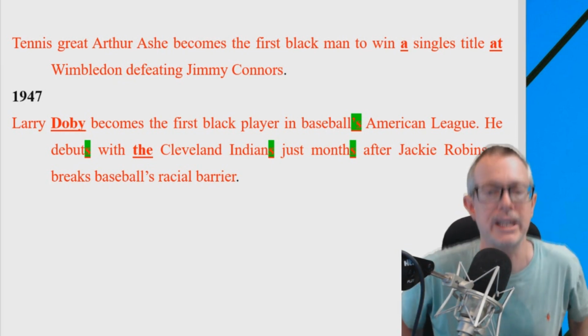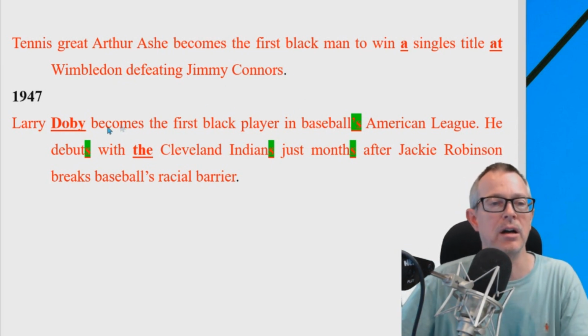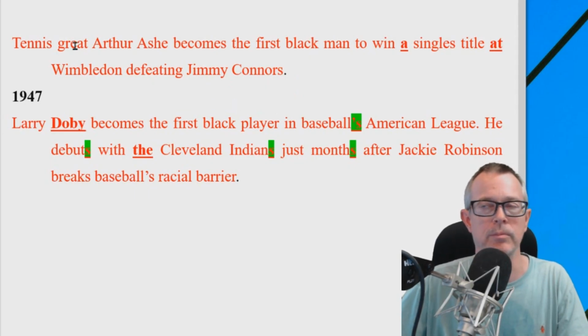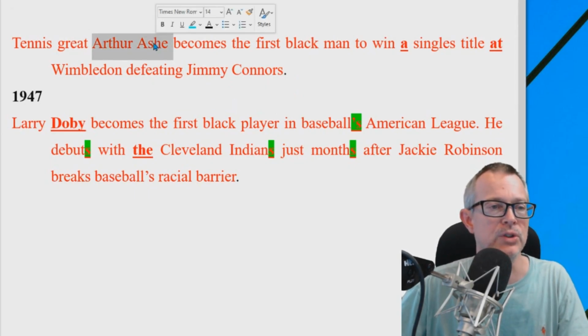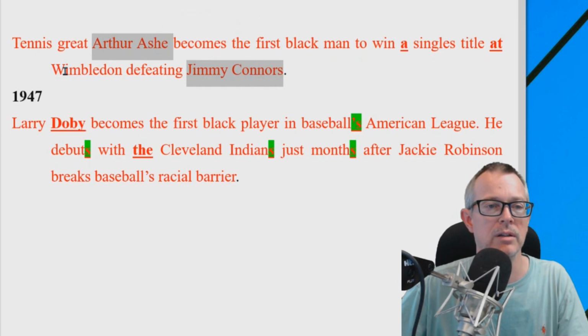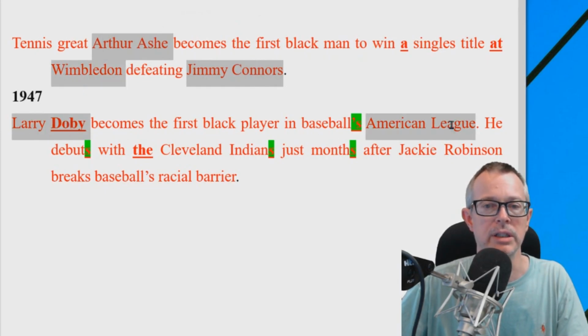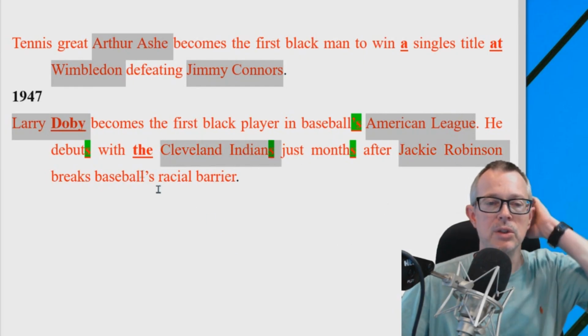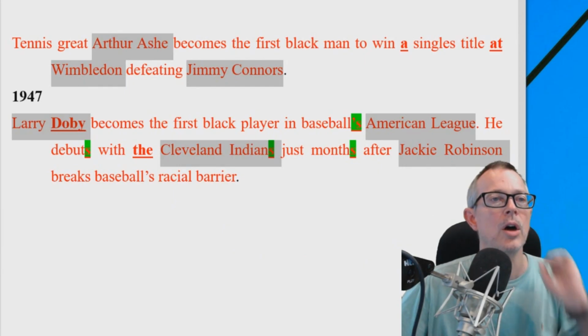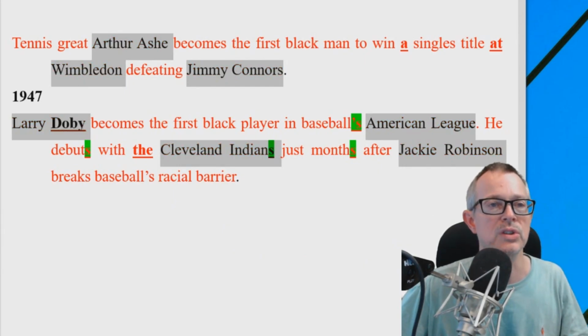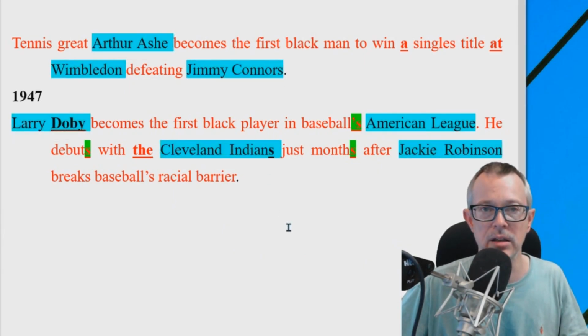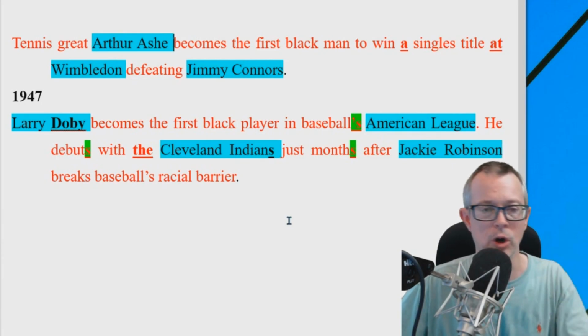Okay, once again, you guys did great. Doby, once again, a personal noun. What do we call it? Proper noun. All proper nouns here: American League, Cleveland Indians, Jackie Robinson. So these are all proper nouns. And once again, if you're my age, we know them all.